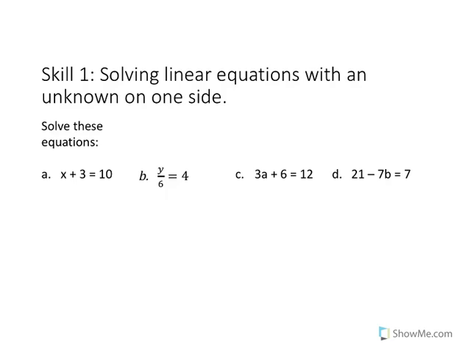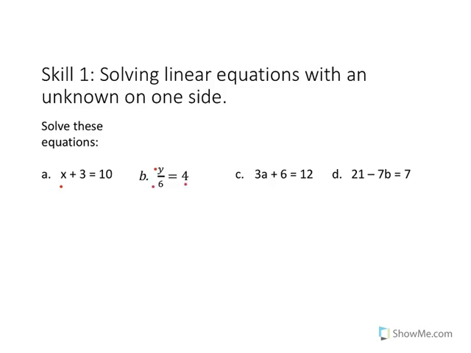Now, in this case, we're starting to solve linear equations with an unknown on one side. So if we look at these 4 simple equations, I'm sure you can look at it and understand how to do them mentally, which is fine. So if we look at example A, some number plus 3 makes 10. What is that number? In B, some number divided by 6 equals 4.